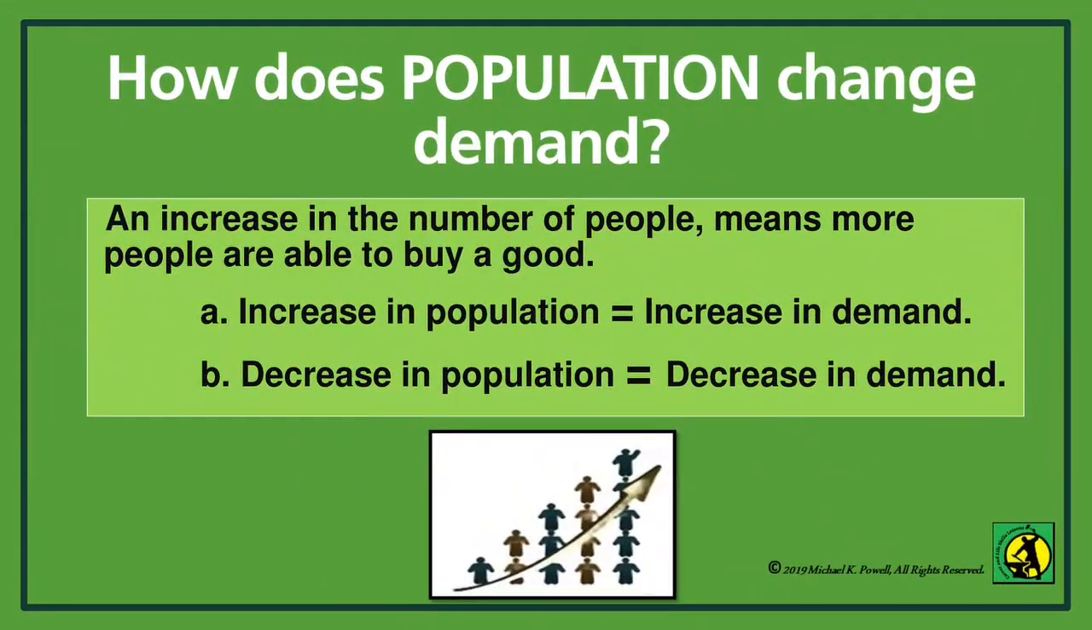So population, this means that more people are able to buy a good. So with an increase in population, there's more people, the increase is going to show in their demand, and vice versa. A decrease of people would decrease the demand.